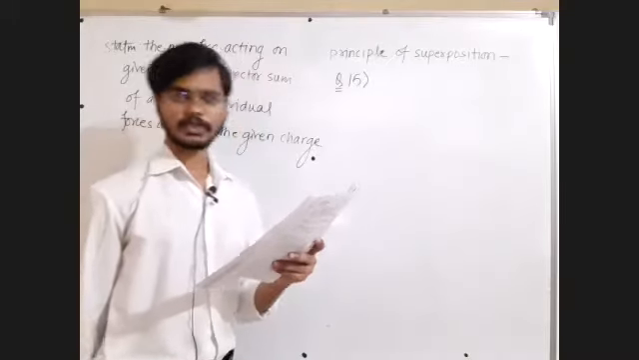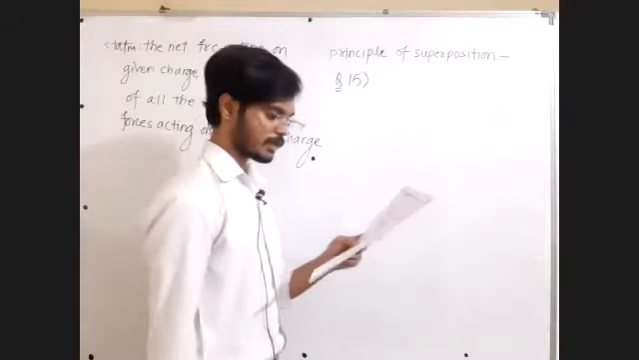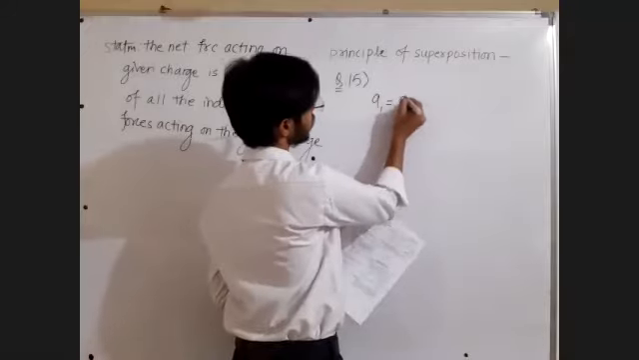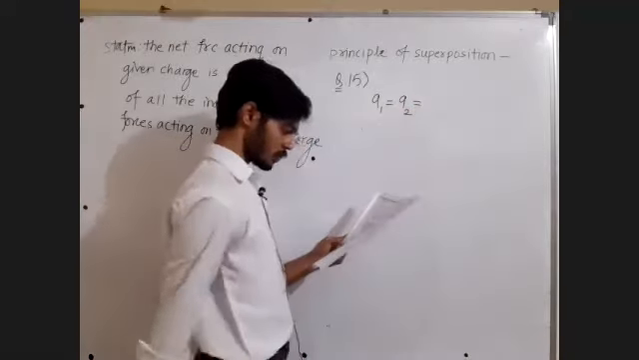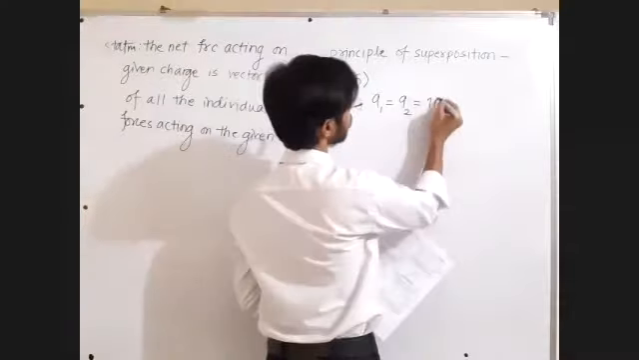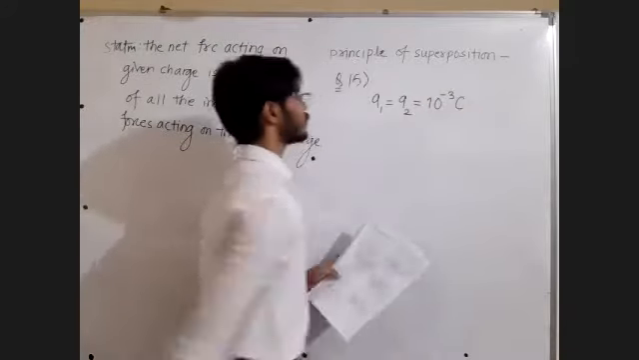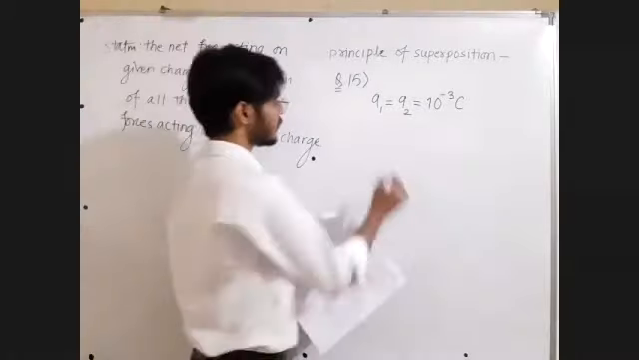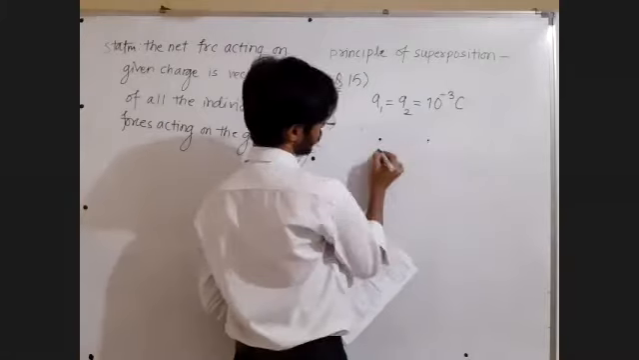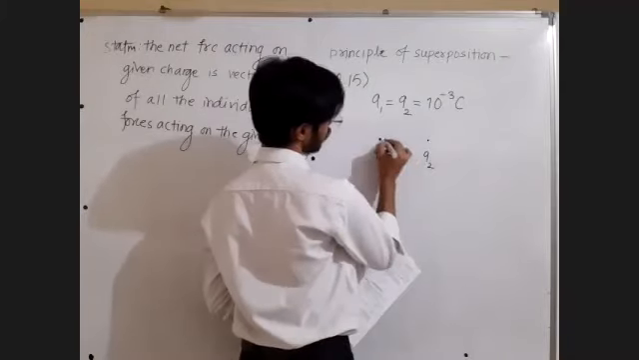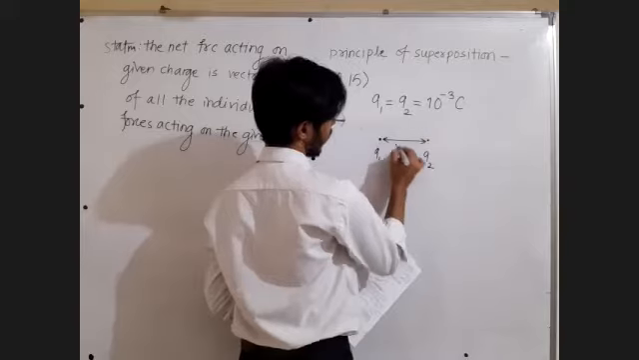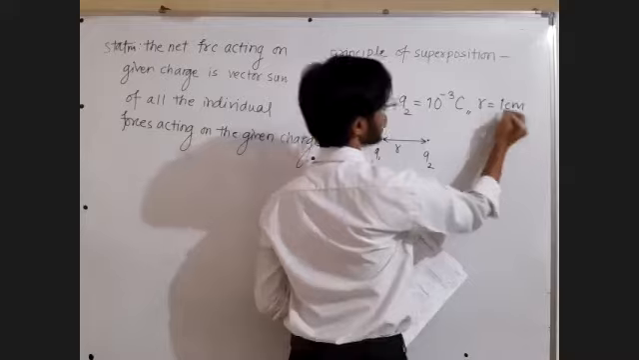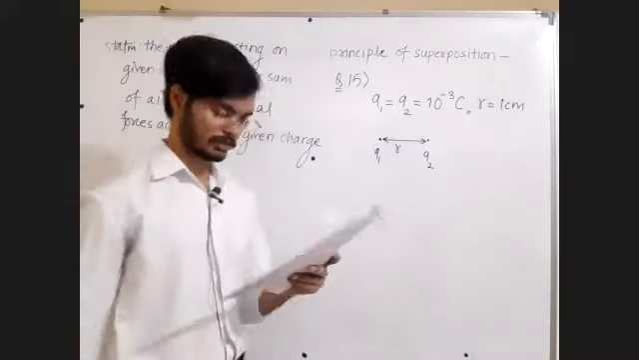Two equal point charges 10 raised to minus 3 coulomb are placed 1 centimeter apart. Two equal point charges, Q1 equal to Q2 equal to 10 raised to minus 3 coulomb. Placed 1 centimeter apart. So what is the distance between Q1 and Q2? That is R. What is the value of R given to us? Sir, the value of R is 1 centimeter. We need to convert it into meter.